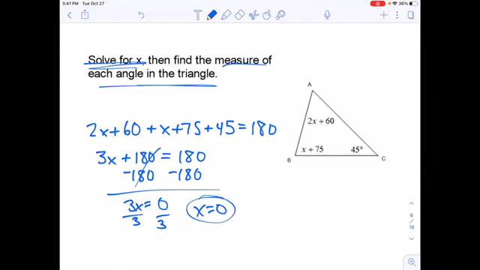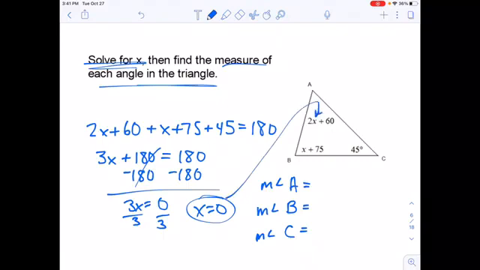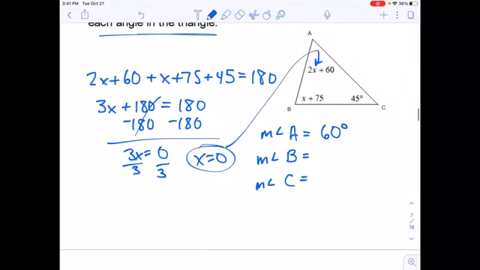When we plug it back in, we just want to check to make sure our angle measures actually equal 180 degrees. So the measure of angle A when I plug it in is going to be 60 degrees. B is 75 degrees and C is 45 degrees. If you add all those up, they actually do equal 180, so your x value is 0.